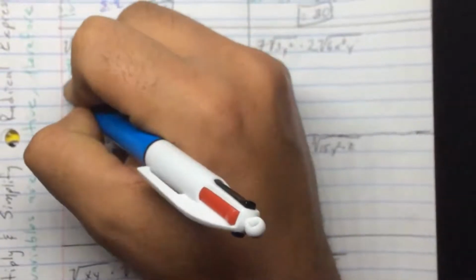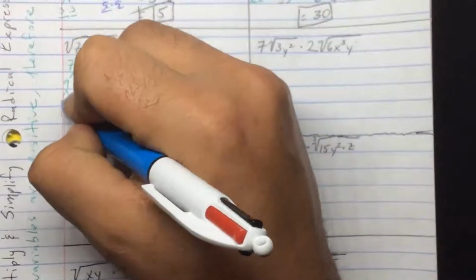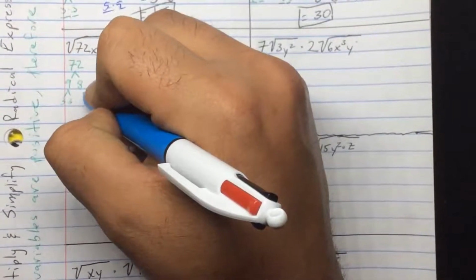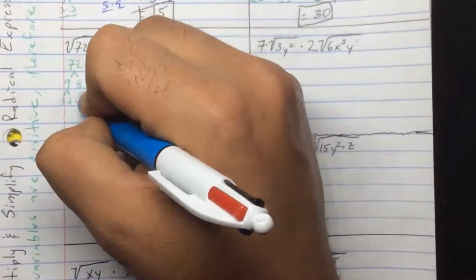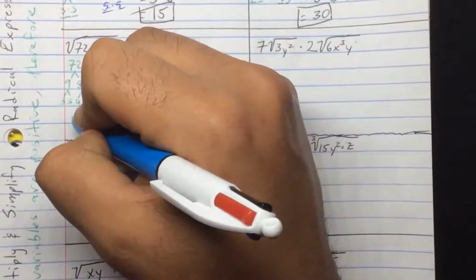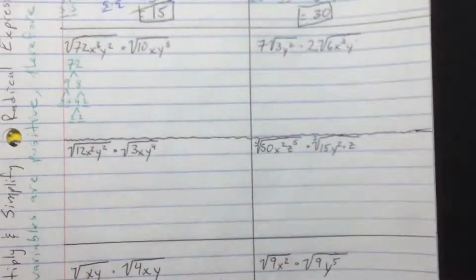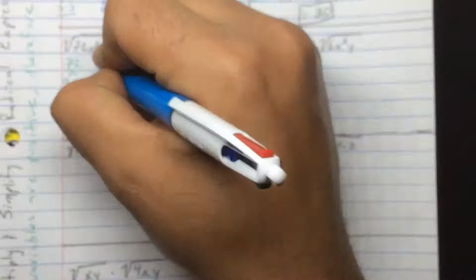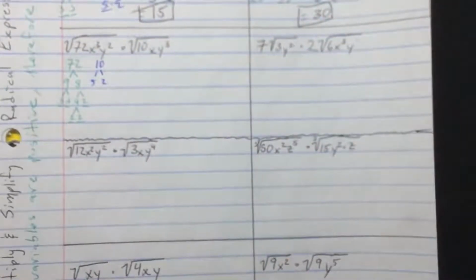So 72 can be broken down as 9 times 8. 9 can be broken down as 3 times 3. 8 can be broken down as 4 times 2. And then 4 can be broken down as 2 times 2. So we have 1, 2, 3, 4, 5 primes. The next one is number 10. Number 10 can be broken down as 5 times 2, and that's where we stop.